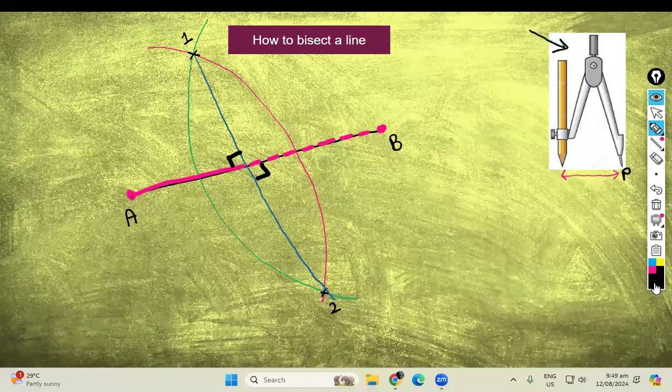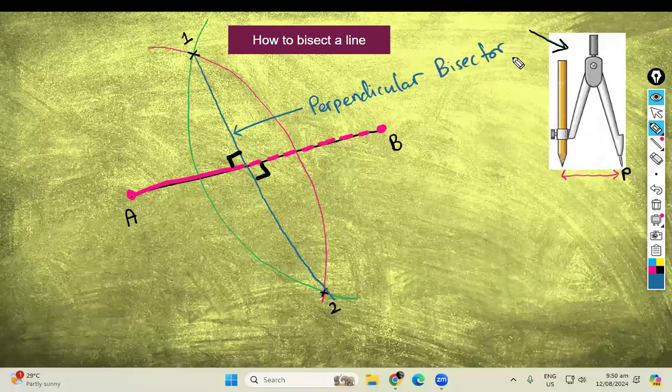Anytime a line slices another line at exactly 90 degrees and exactly in half, you call that line a perpendicular bisector. Perpendicular means 90 degrees. To bisect something means to cut it in half.